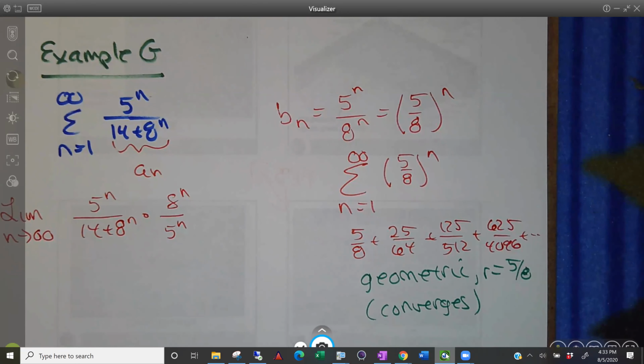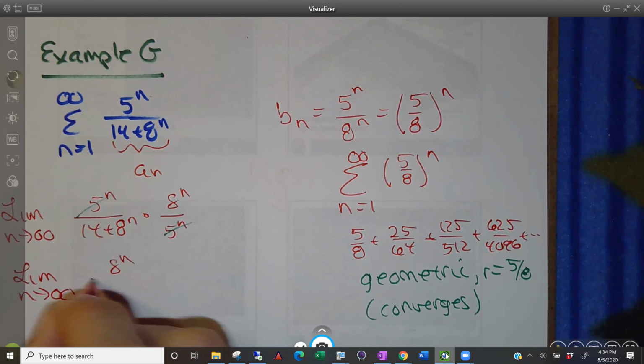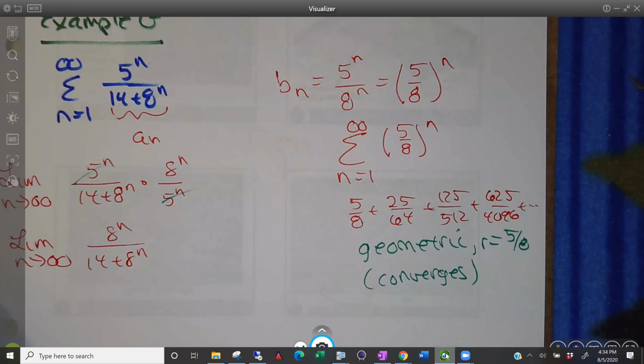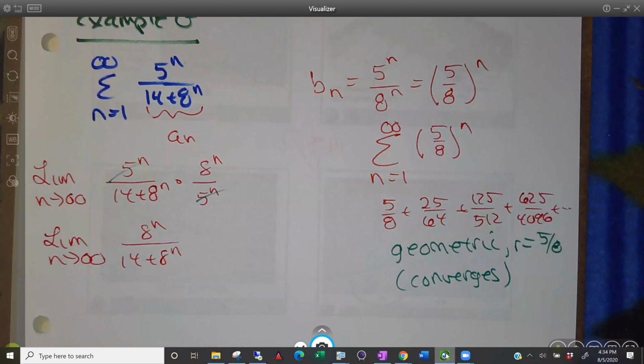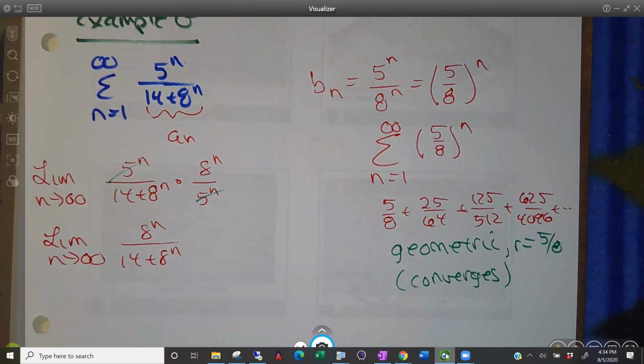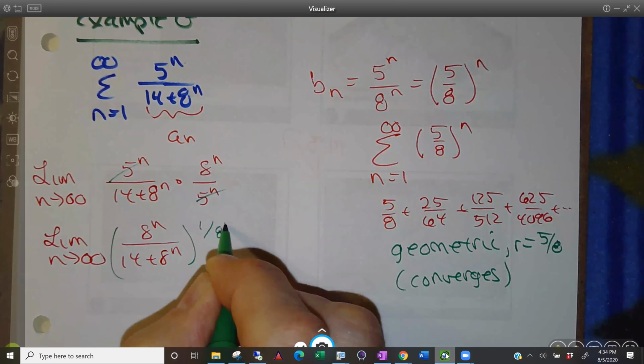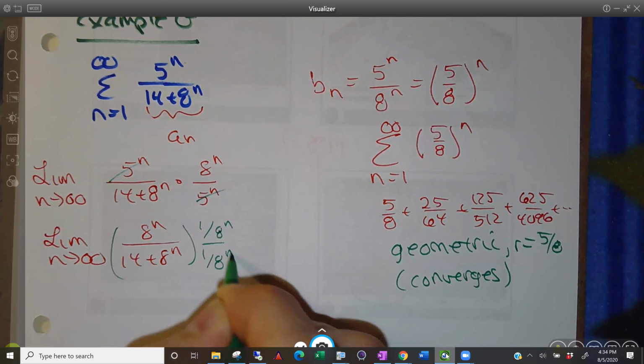Oh, well, we can make our life a little simpler right away, right? Those two cancel. Duh. What was I thinking? Limit as n approaches infinity of 8 to the n over 14 plus 8 to the n. That one might not be as clear. But if you wanted to make it a little bit more clear, here's what you could do. You could multiply both the numerator and denominator by the same thing, 1 over 8 to the n.